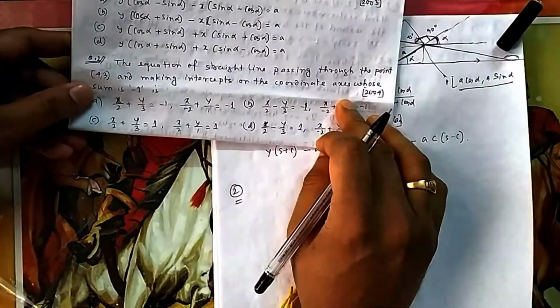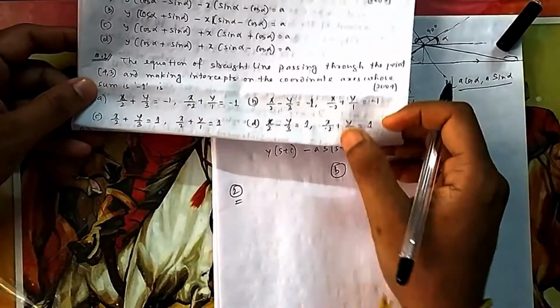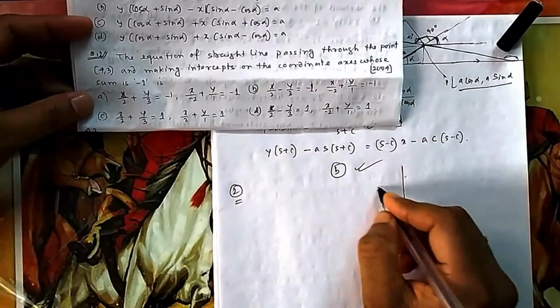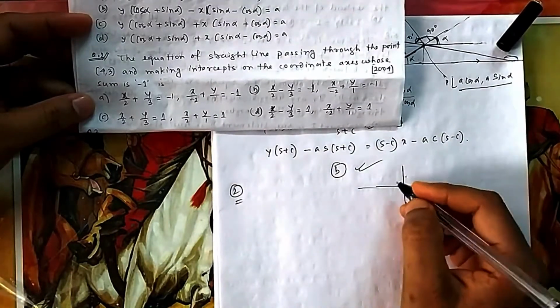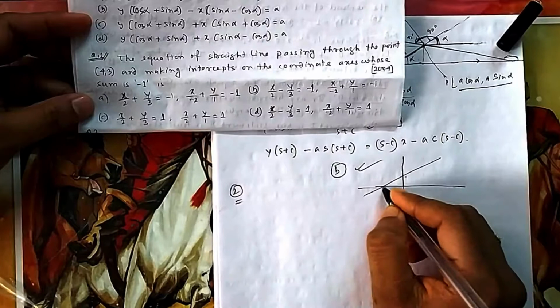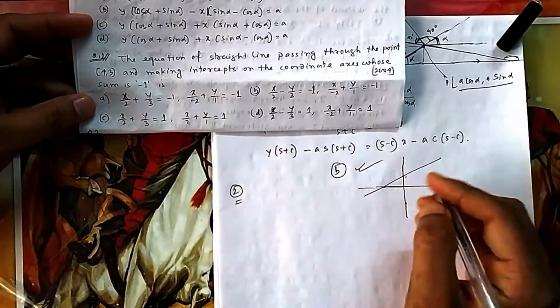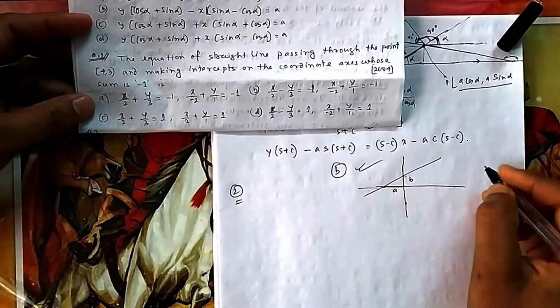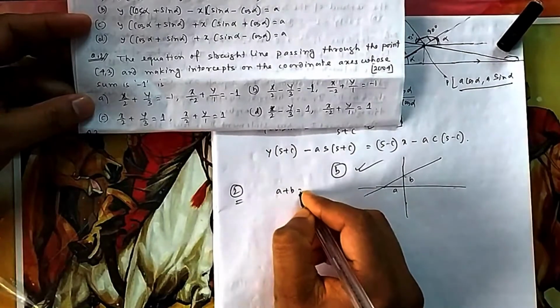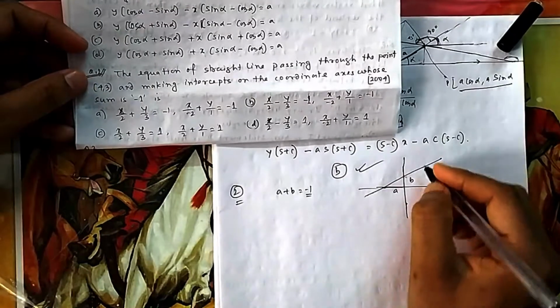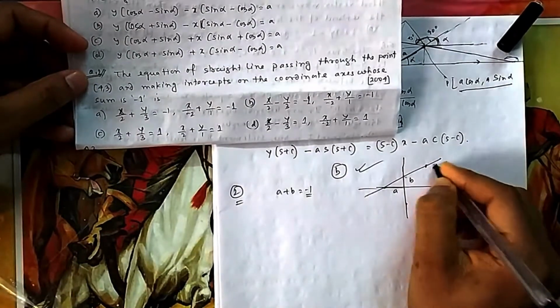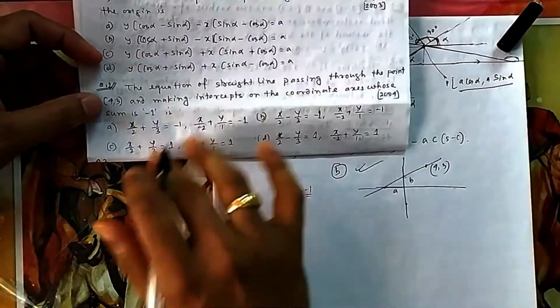The equation of straight line passing through the point (4, 3) and making an intercept on the coordinate axis whose sum is -1. Because the sum is -1, you can consider any line. Suppose this is a line, and I am giving some negative value because it is -1. So this is A, suppose this is B. The sum of these two should be equal to -1. They told you these intercepts, and it is passing through the point (4, 3), that is also given, and whose sum is this one.